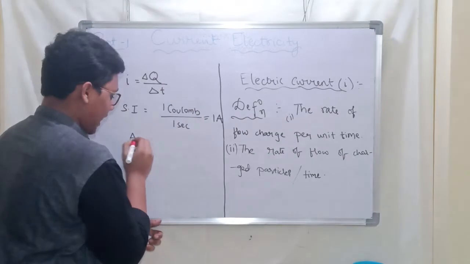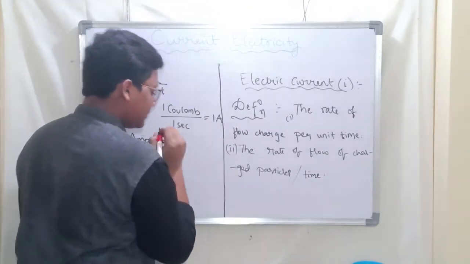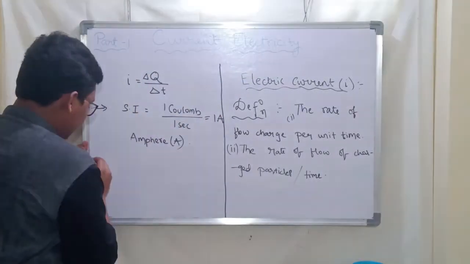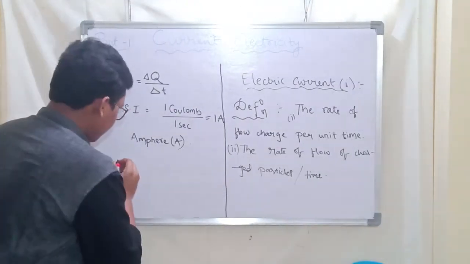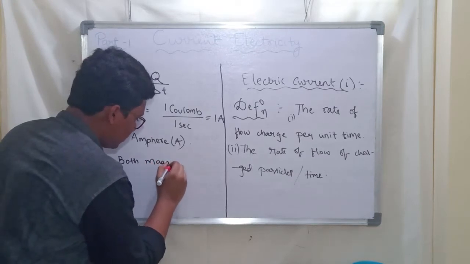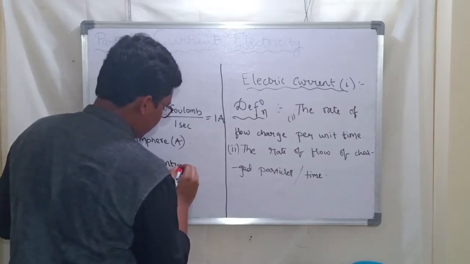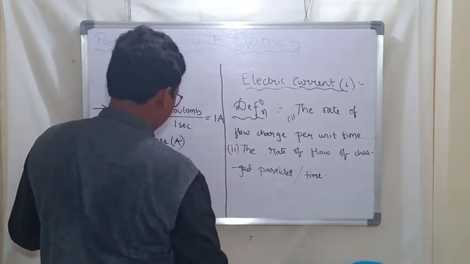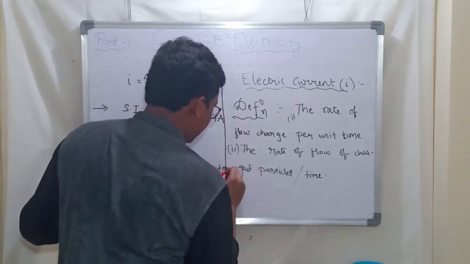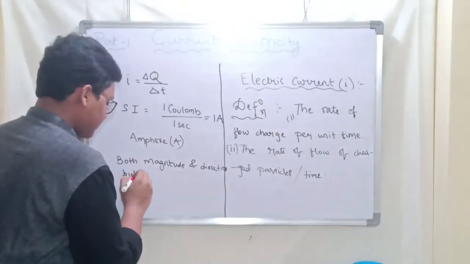The ampere, denoted by A, is the SI unit of electric current, and electric current has both magnitude and direction. I'll explain later after this, but it's a scalar quantity.